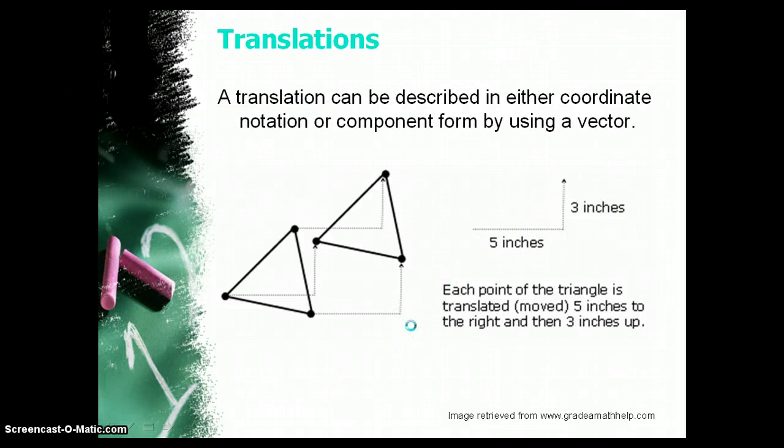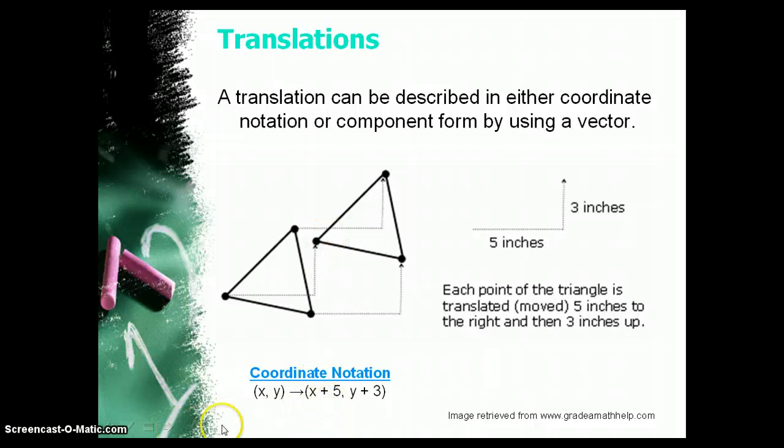That can be notated by 2 different methods. The first is coordinate notation, and also component form using a vector. So what are these 2 different forms? Well, coordinate notation simply starts with any point on the original figure, the pre-image, and tells you what you're going to do to it. So for example, in our picture here, each point was slid to the right on the x-axis 5 units and up 3 units on the y.